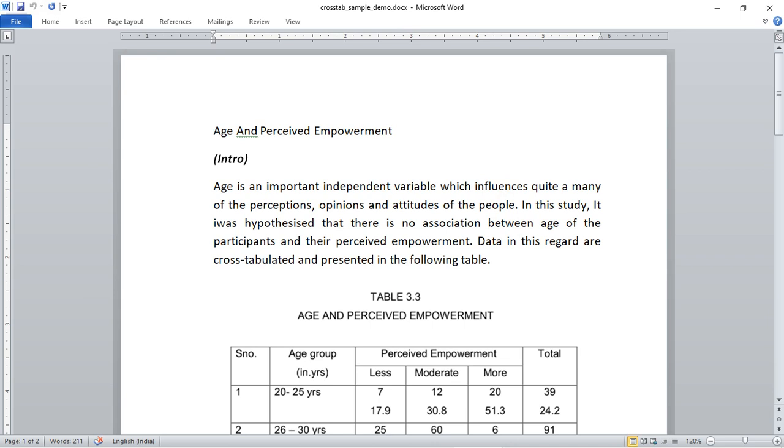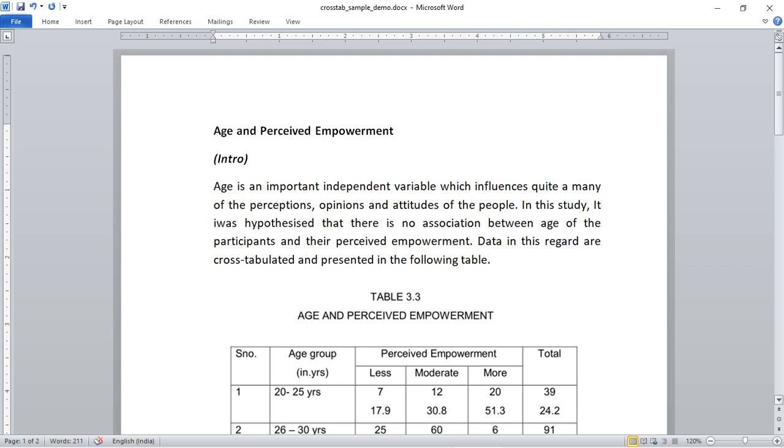So now, how to introduce the table. Since there is already a side heading, what you could do is make it bolder. That's it. And now give an introduction. So this is how I started. Age is an important independent variable which influences quite many of the perceptions, opinions, and attitudes of the people. In this study, it was hypothesized that there is no association between the age of the participants and their perceived empowerment. My study was on employee empowerment. So data in this regard are cross-tabulated and presented in the following table.